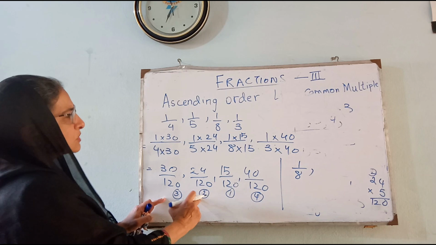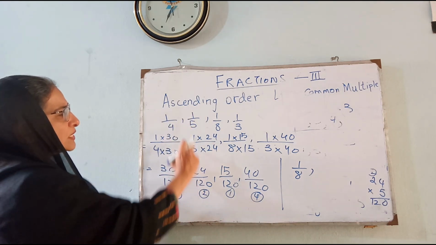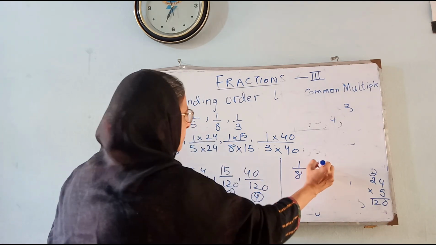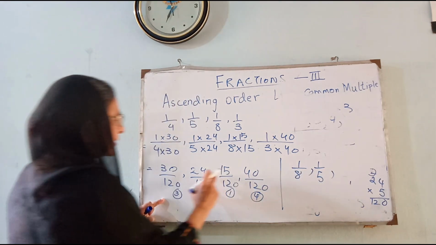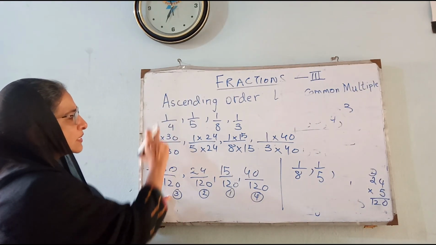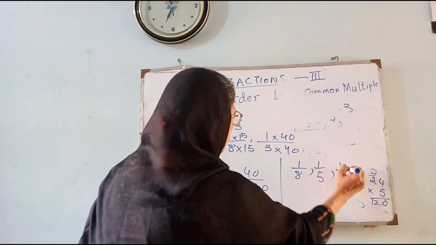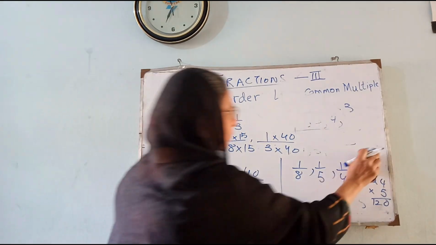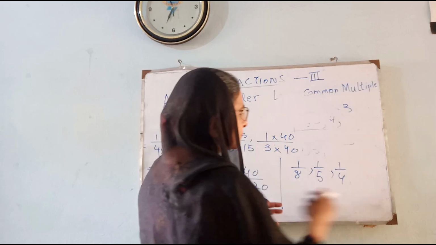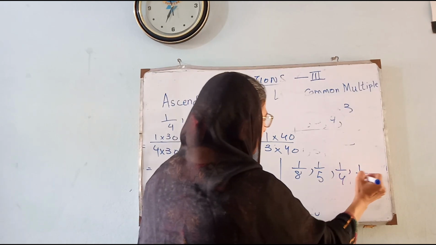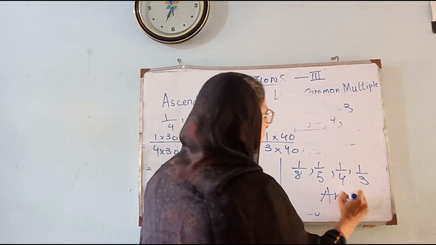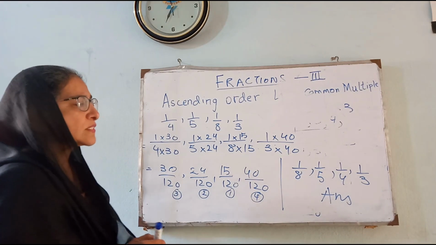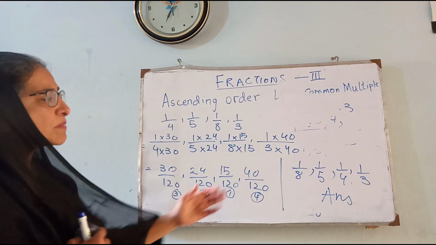Next is 24 by 120. The fraction for this is 1 by 5. Next is 30 by 120, so it is 1 by 4. And the last one is 40 by 120, and this is 1 by 3. So this is my answer in the ascending form. I have written my answer.